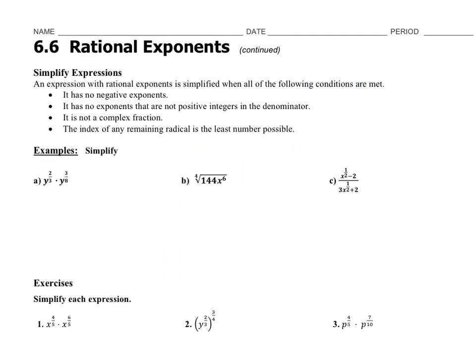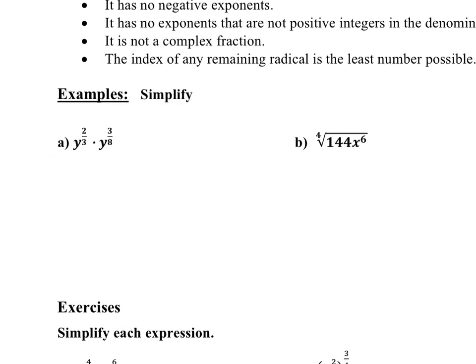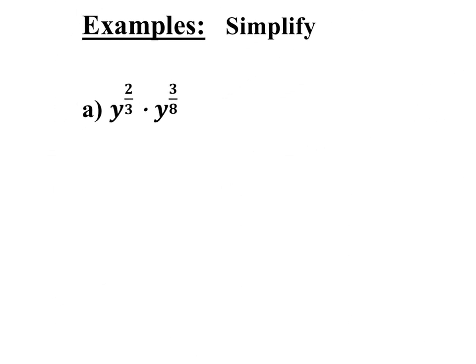On the back, we have rules for simplifying. There is one rule missing. So if your exponent or your radical does not completely simplify, there's one final rule, and that rule is your final answer has to be in the same form as the original problem. So because this started in exponent form, our final answer has to be in exponent form.